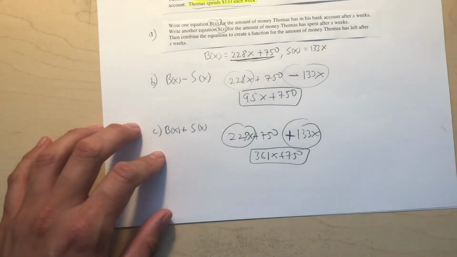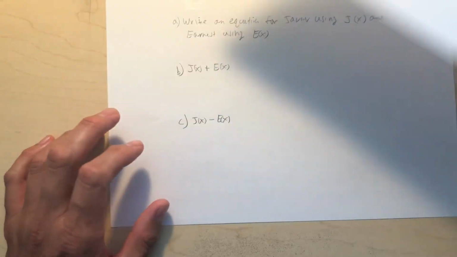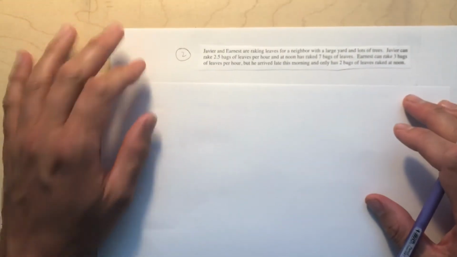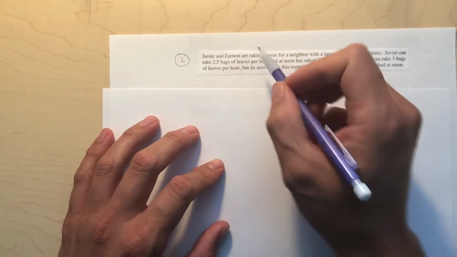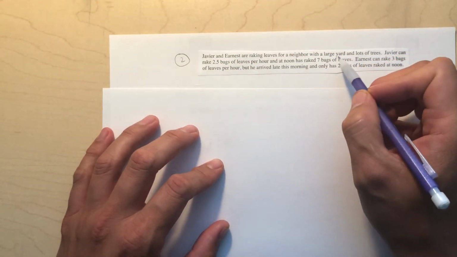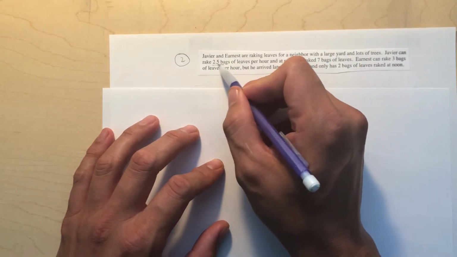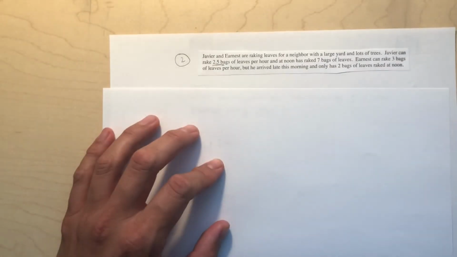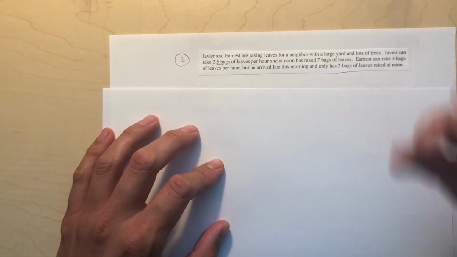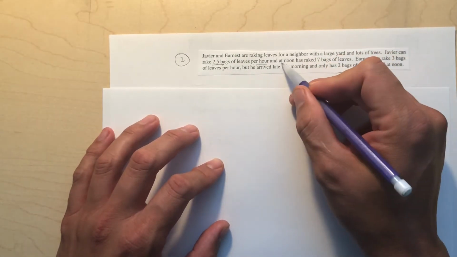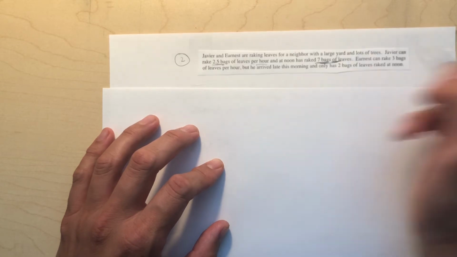All right, let's go ahead and do our second part. Okay, so again, our second part, let's take a look. Javier and Ernest are raking leaves for a neighborhood with large yards and lots of trees. Javier can rake, this is his rate right there, 2.5 bags of leaves per hour. So we can use our x for the hours, okay? And at noon, he has raked 7 bags of leaves already.